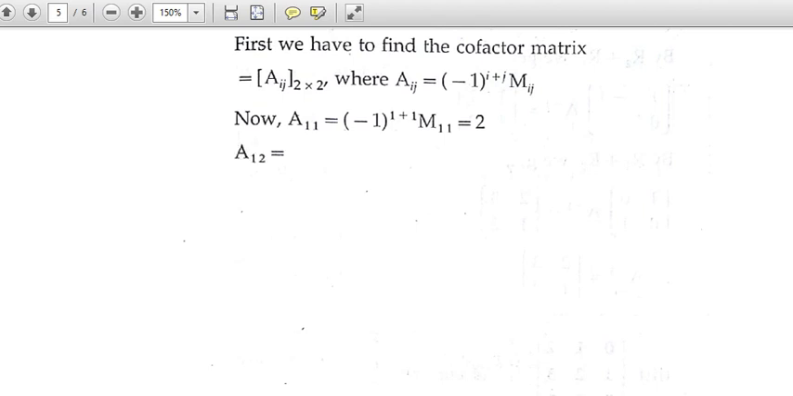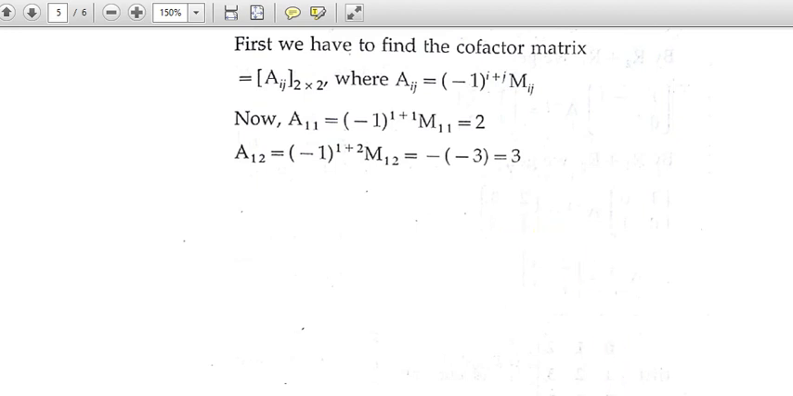Next is A12. Similarly, the formula is minus 1 raised to 1 plus 2 into M12. After deleting the first row and second column we will get the value minus 3, and minus of minus 3 is equal to plus 3. The minus sign comes from minus 1 raised to 1 plus 2, which gives a minus sign, and my M12 is minus 3, hence the final answer is 3.